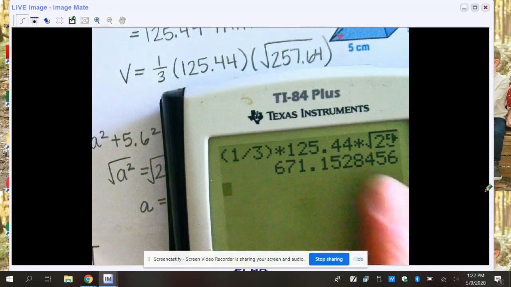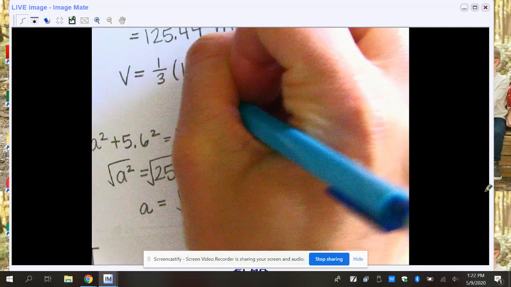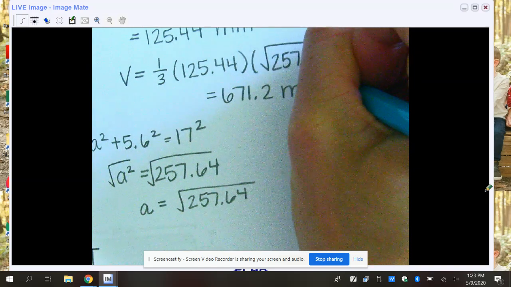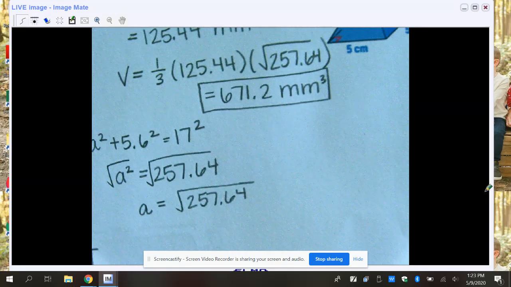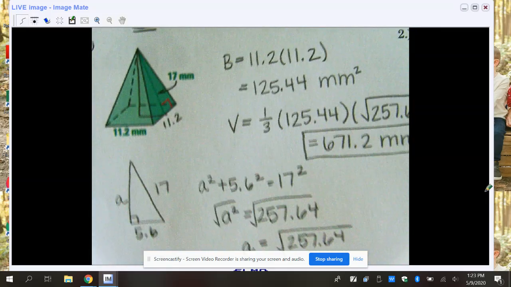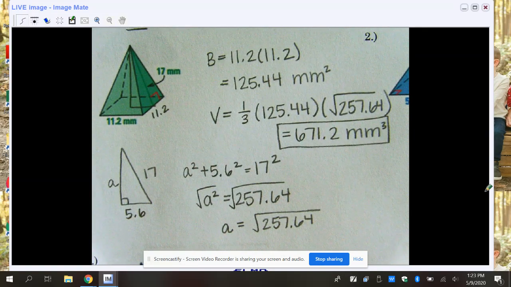So the approximate answer here is going to be about 671.2. And then since we're talking about volume, our units are always cubed. Okay. So this is like worst case scenario. We get the worst one out of the way here. We've got decimals, we've got radicals, we've got the whole kit and caboodle.